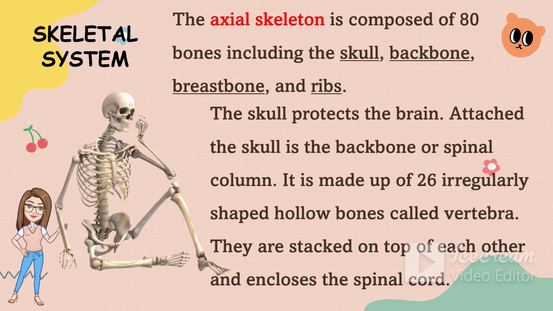Attached to the skull is the backbone or spinal column. It is made up of 26 irregularly shaped hollow bones called vertebrae. They are stacked on top of each other and enclose the spinal cord.